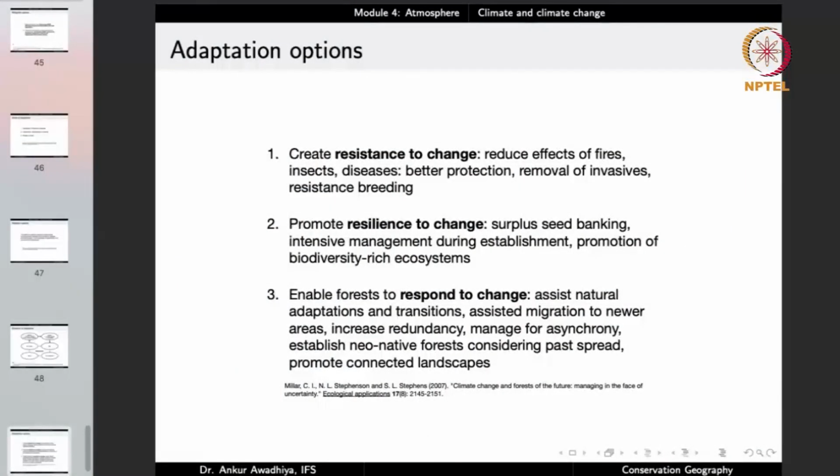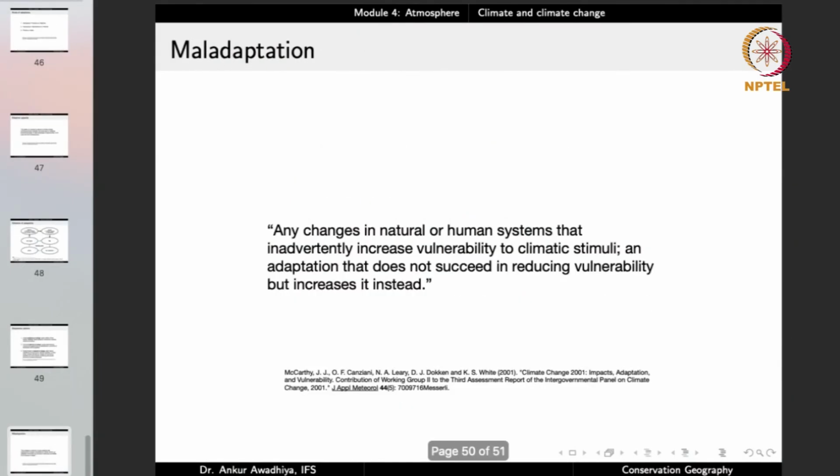So for instance, in the case of trees, it is possible that the seeds are not able to reach into the newer ranges. So we can collect the seeds and we can bring the seeds to the newer ranges where the species can still thrive. So these are the 3 different adaptation options: resistance, resilience and response. And in this context, we should always talk about maladaptation.